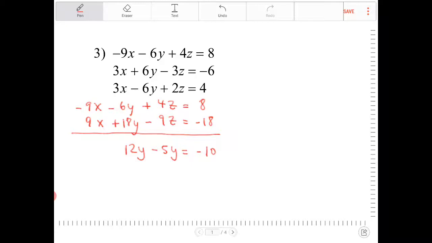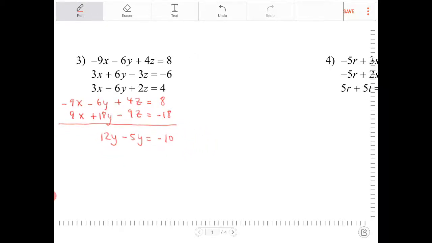All right, so what I'm going to do next is take the second and third equations, and again eliminate x's. So I'm going to write out the second equation, which is 3x plus 6y minus 3z is equal to negative 6. In the bottom equation, I'm going to multiply everything by negative 1, which gives negative 3x plus 6y minus 2z is equal to negative 4. And I'm going to add everything together. I'll end up with 12y minus 5z is equal to negative 10.